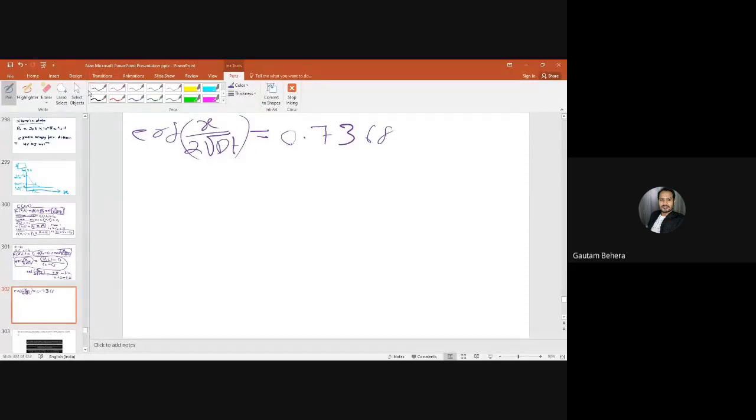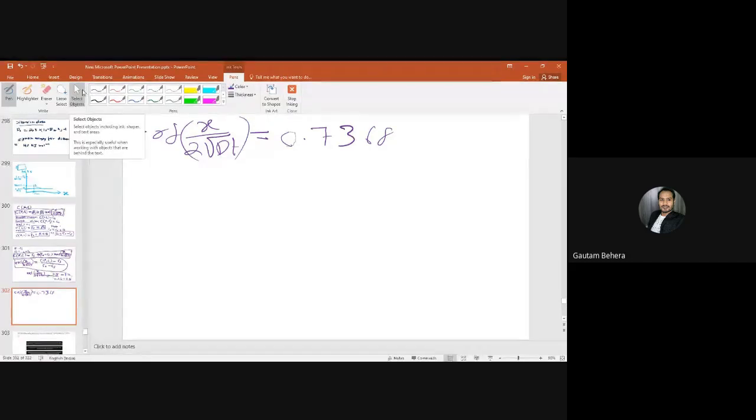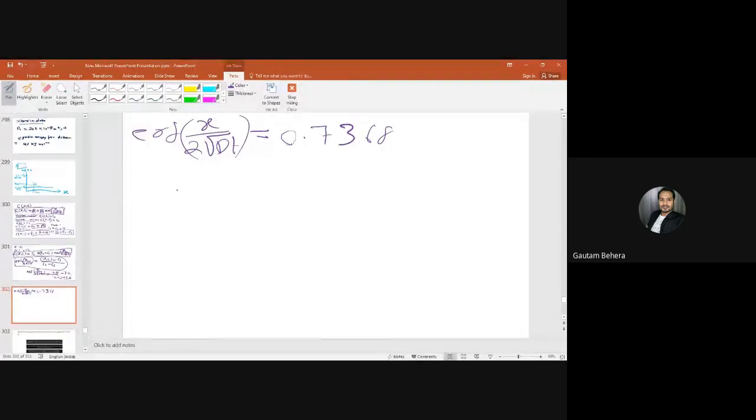So you can see we have error function of x by 2 square root dt is equal to 0.7368. We got this one. So now we have to find out, for the error function to be equal to this value, what should be x by 2 square root of dt actually.